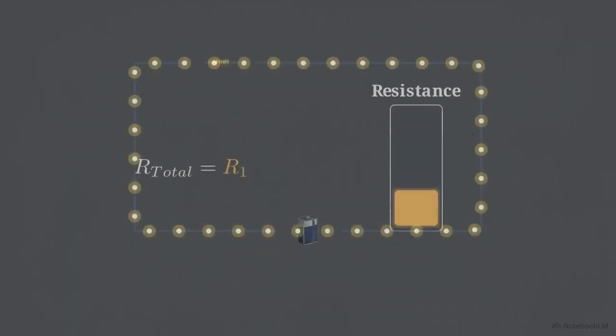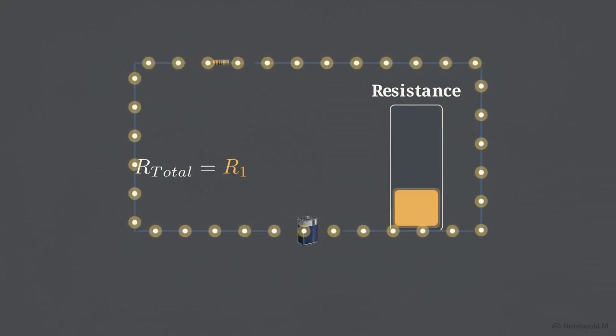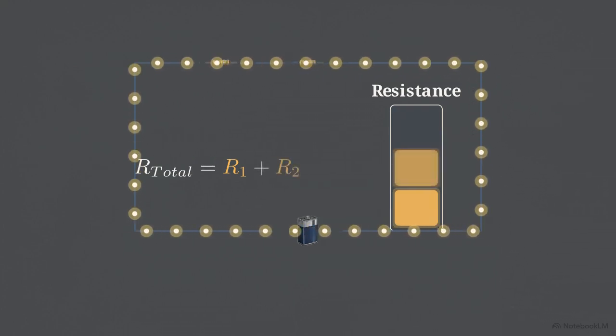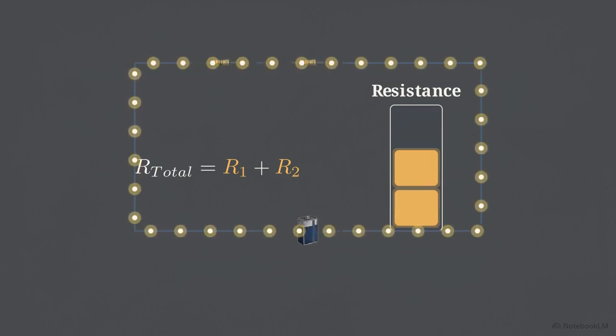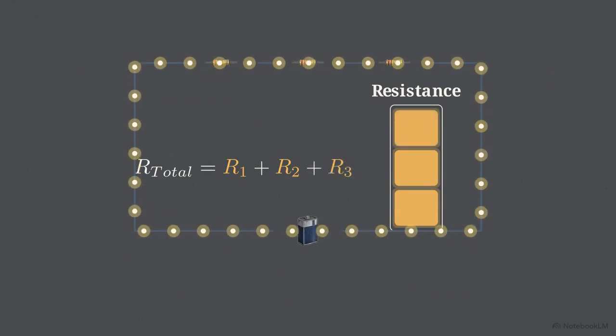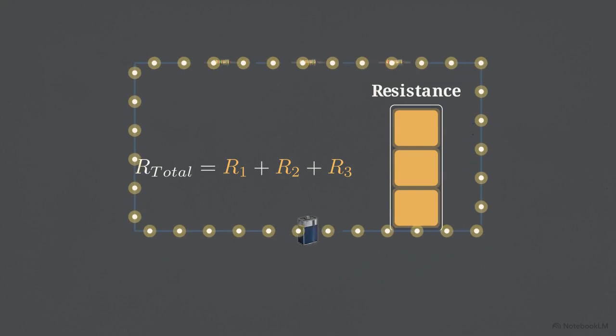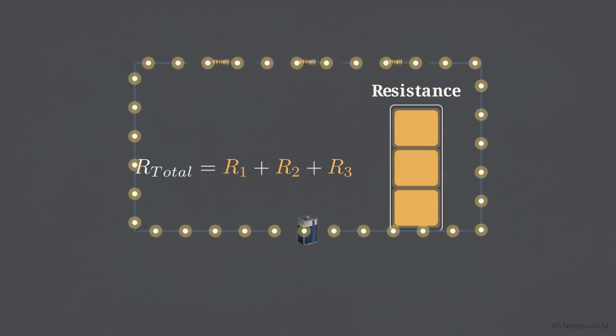For resistance, the math is simple addition. You calculate total resistance by adding the values of the individual components together. Because they stack sequentially, adding more parts strictly increases the total resistance, actively choking the current flowing through the loop.